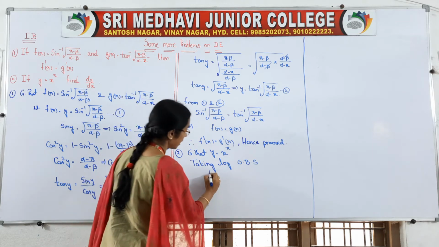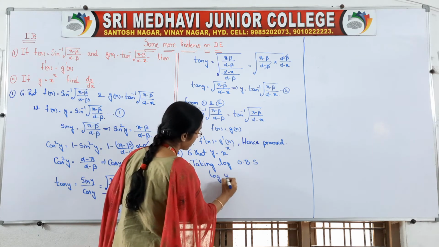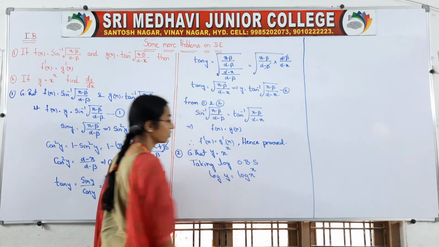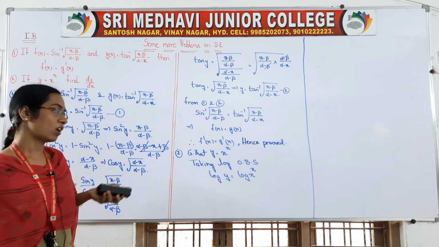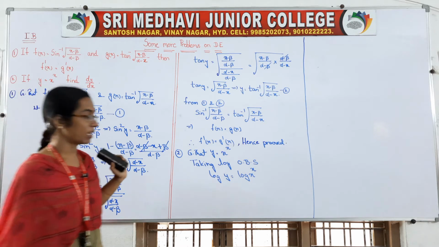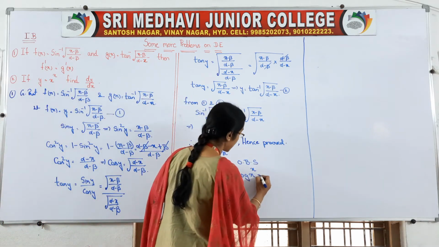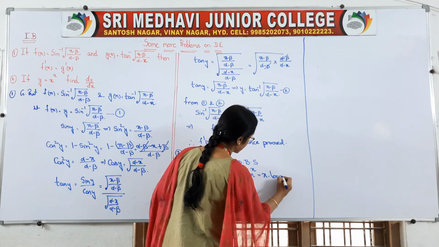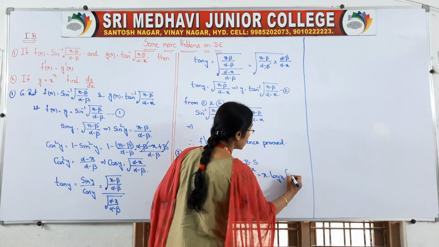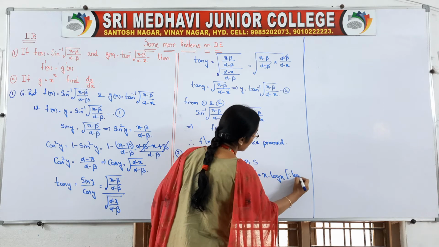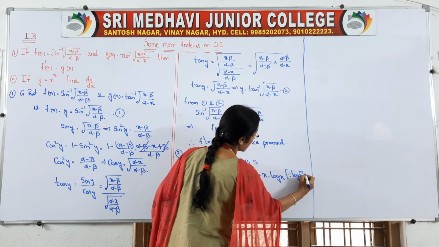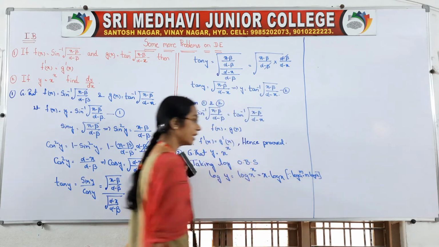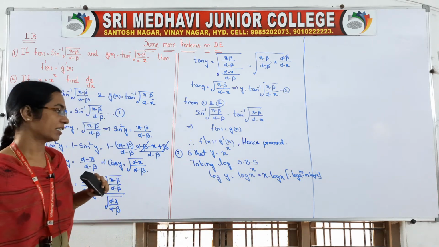So it is log y is equal to log of x to the power of x. There is one formula, log a to the power of m is m log a. So we can write x into log x. From where did you get it? It is log a to the power of m is equal to m log a. There is a formula in logarithms.